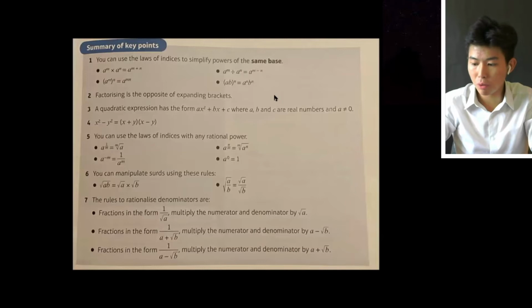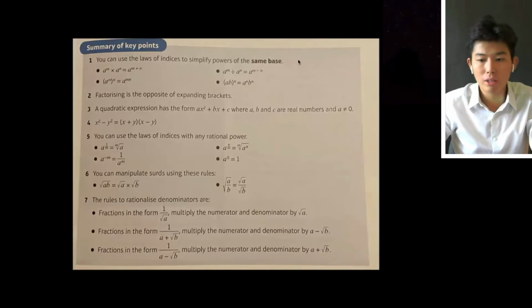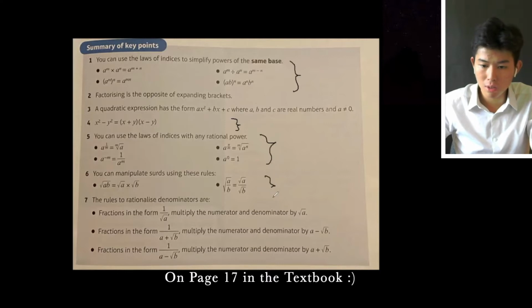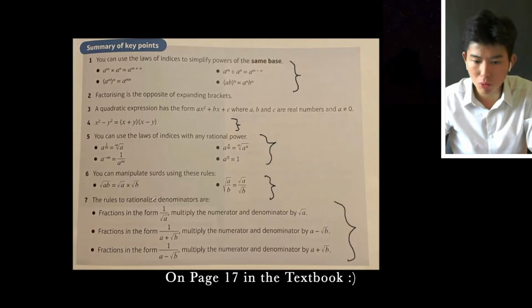Okay, so before we move on to do some questions, we need to have a very good understanding of the very basic concepts. So all we have to know is Part 1, Part 4, Part 5, and 6, and actually 7. But I think that in Part 7, you don't really have to memorize it because it is very easy to understand.